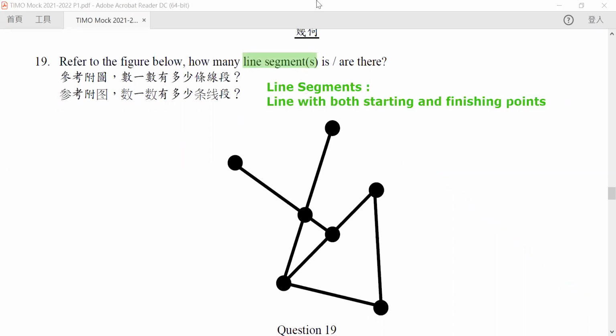Now, because of this, we want to calculate what they mean. Notice that if two lines may be in the same direction, but have different starting or finishing points, they are considered different line segments. Now, let's look into it. For example, let's focus on this line, this red line. How many line segments are within this line?